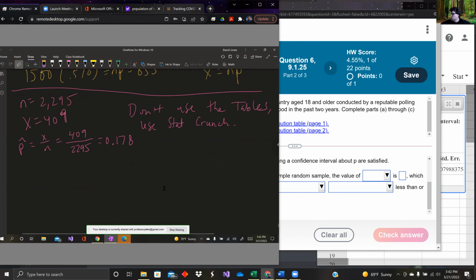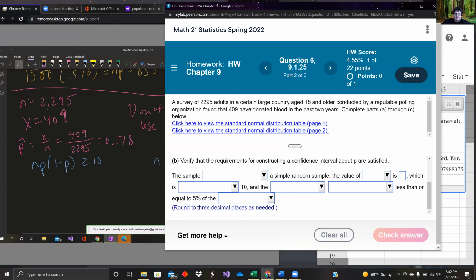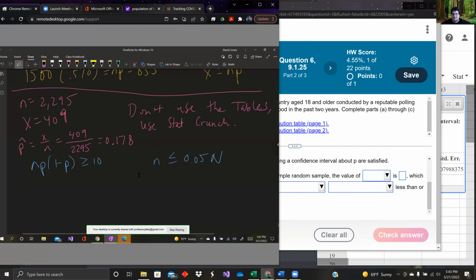The requirements were, if you recall, n times p times 1 minus p is greater than or equal to 10, and n is less than 0.05 of the population. Now it says adults in a large country, so I have to assume that 2,295 is less than 5%. That seems like a reasonable assumption.